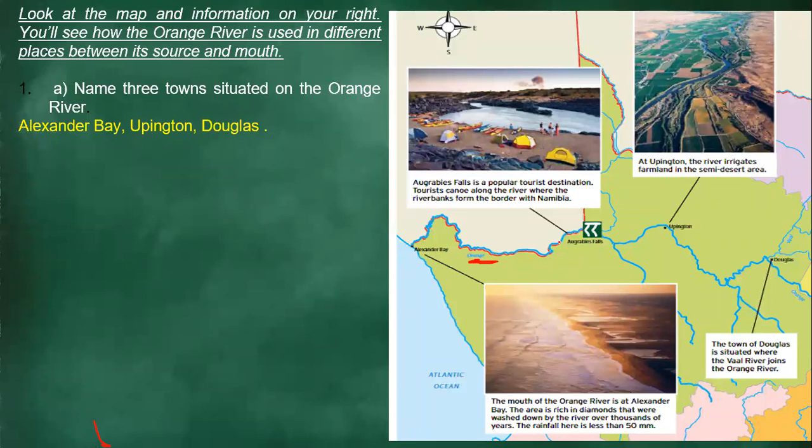And then we go down, we find Upington. Okay, we pass by, and then we find Uppington. It is also a town. Okay, and then we move, going down. We are going with the Orange River, and then we found Douglas. It is also a town. So these are the 3 towns which are situated by the Orange River.